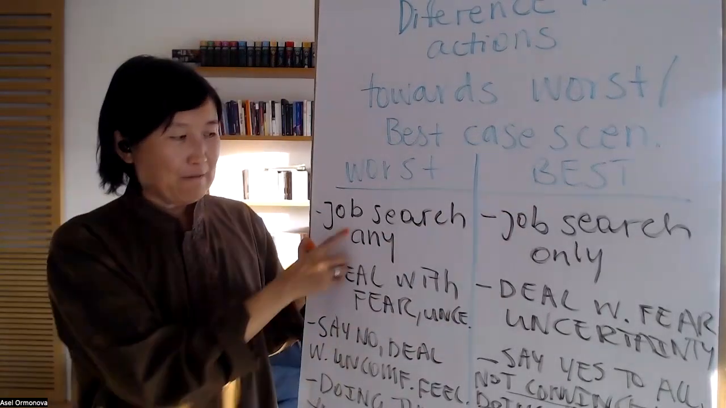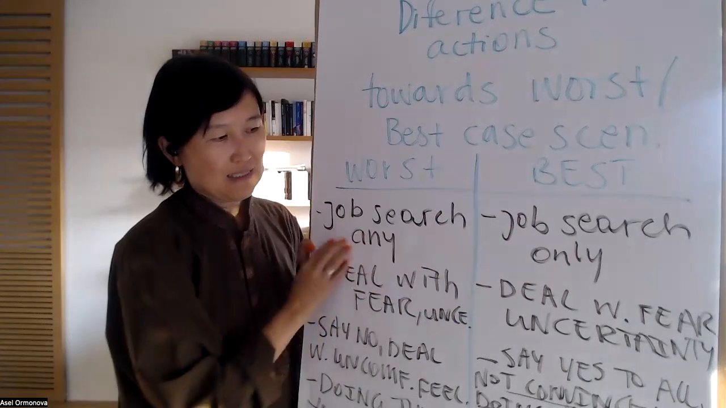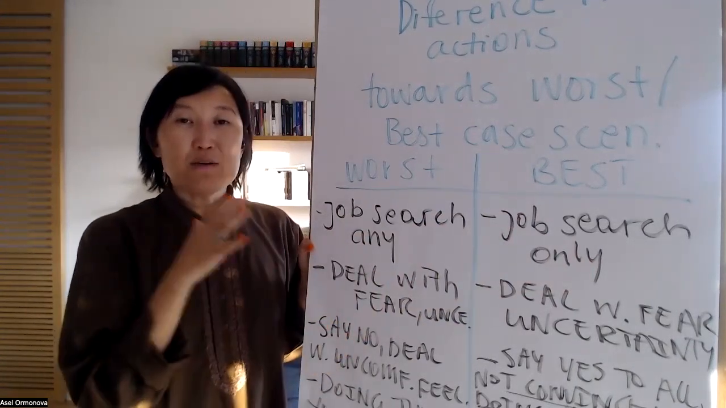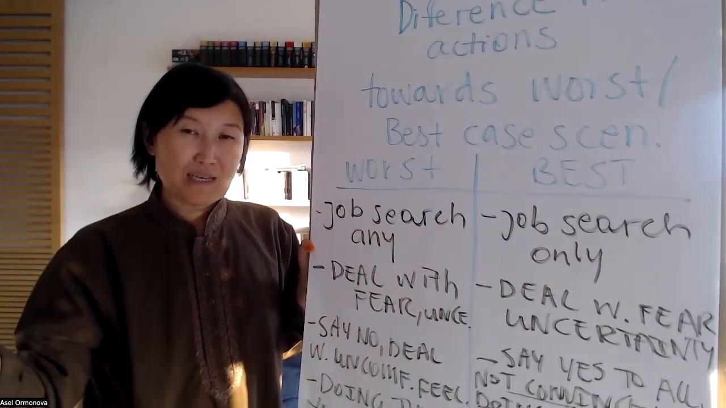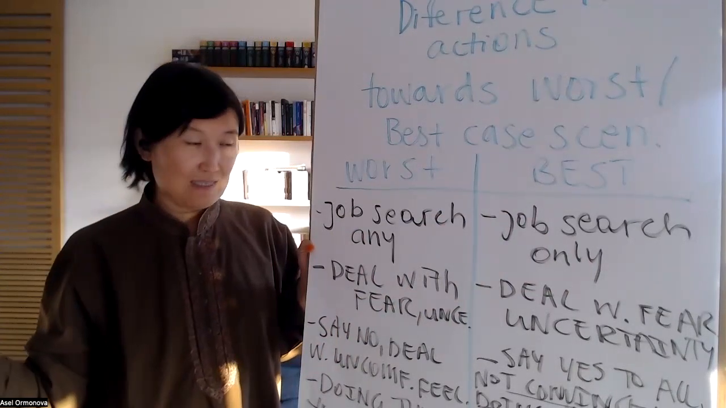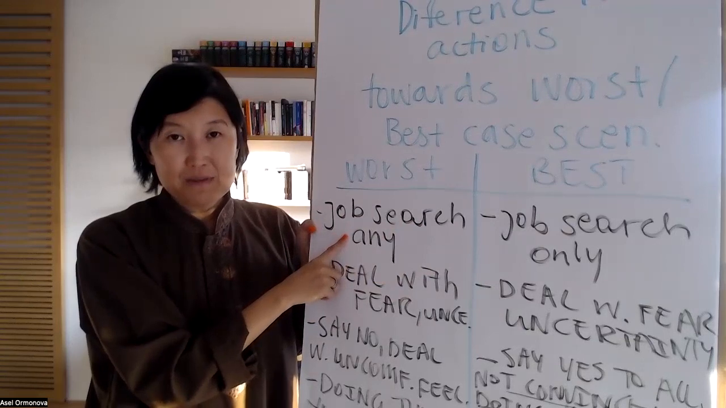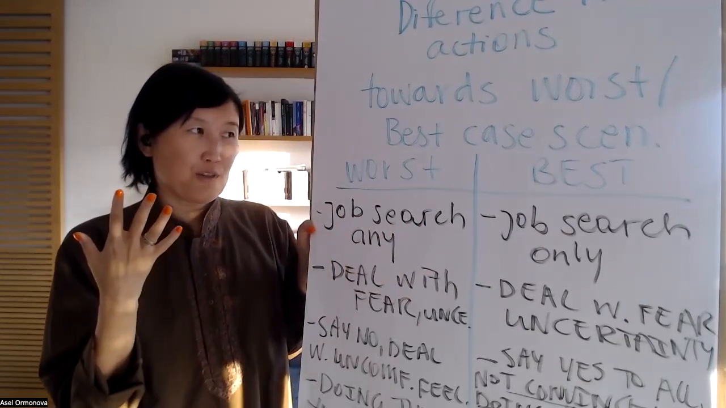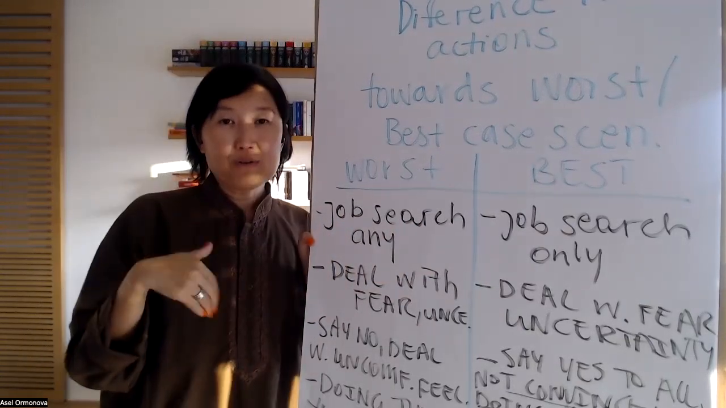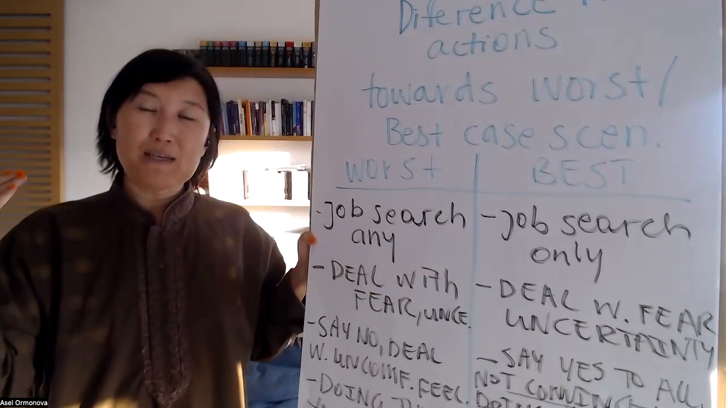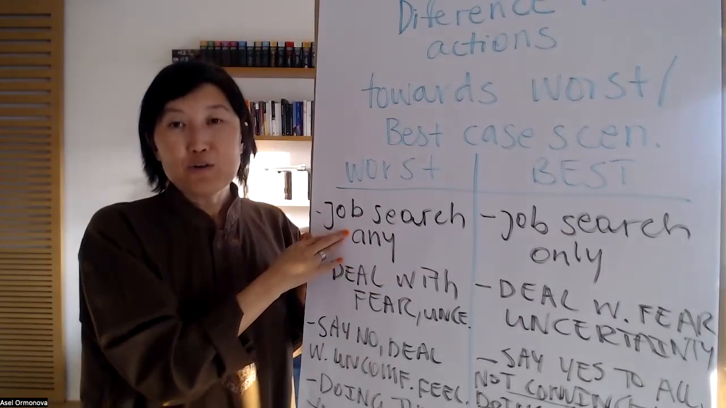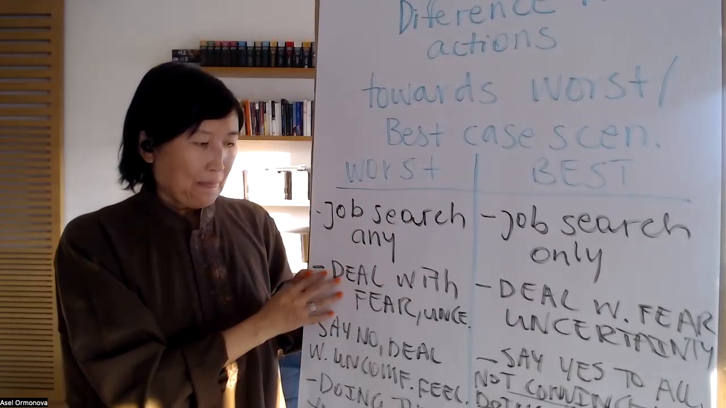So if we look at the similarities, there are a lot of similarities in when we do things for the worst case scenario versus for the best case scenario. The job search will be similar, except when we go for the best case scenario, we're only going for the things that we love instead of going for any job, right?